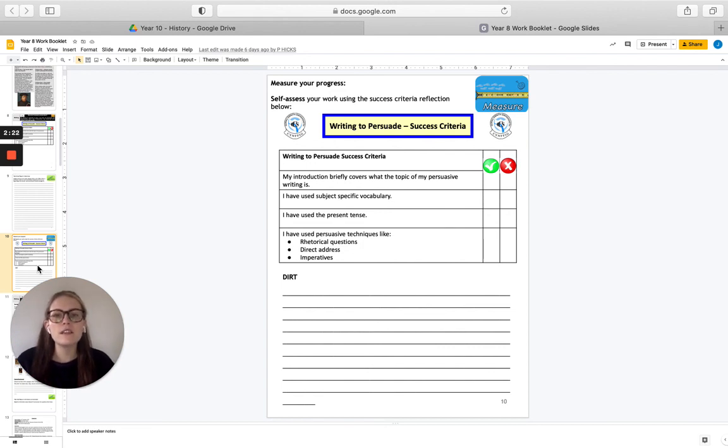Okay, and I want to see everyone with something in the DIRT task box because all of us can be doing something to improve. Good luck, Year 8, and I'll see you soon.